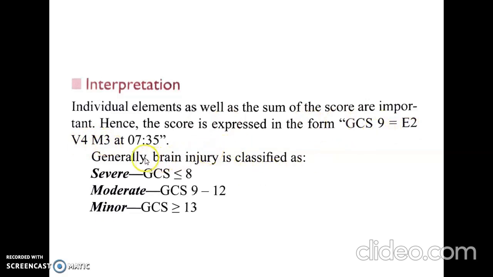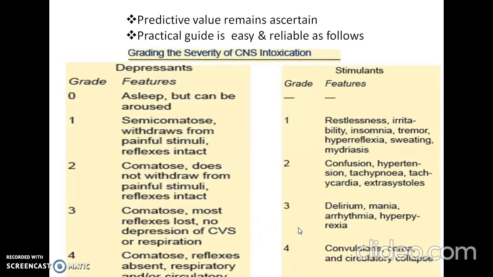Then how to interpret it? Generally, brain injury can be classified as severe if GCS is equal to or less than 8. If it is moderate, then the GCS score will be 9 to 12, this is the range, and minor if GCS is more than or equal to 13. So we have 3 ranges: severe means 8 or less, moderate means 9 to 12, and minor means 13 or more. With this example we came across 9, which comes in the moderate section. This is how we are going to interpret it.